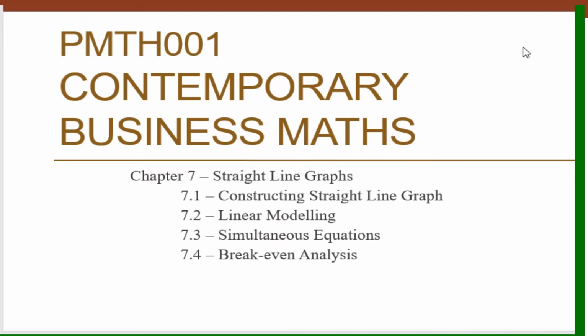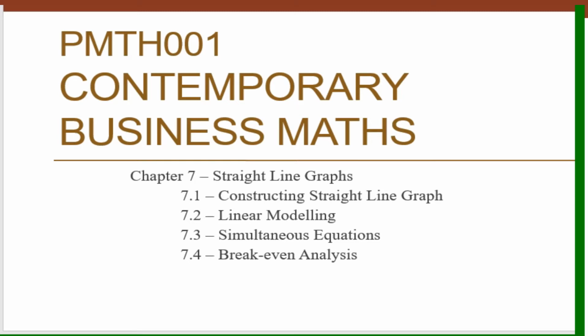Okay, so today we will start chapter 7, which is straight line graphs. You will be looking at 4 sub-chapters in this chapter. 7.1 will be constructing straight line graphs where you have to draw your y equals to mx plus c line. 7.2 will be linear modeling where we will have worded problems and you have to identify your m and c from the question. 7.3 and 7.4 we will do in the next lesson.